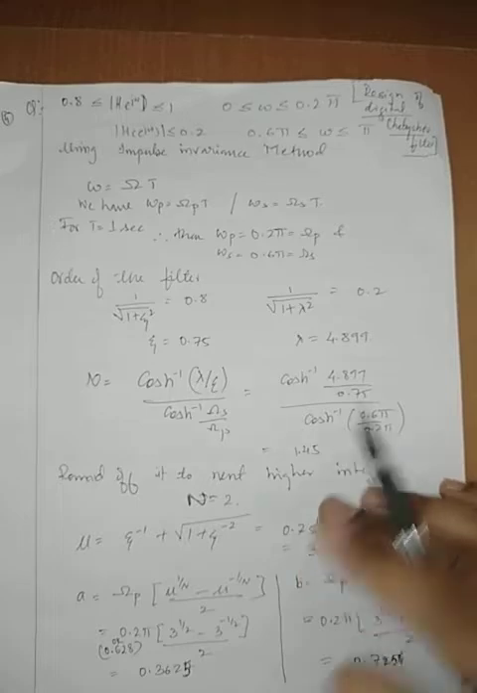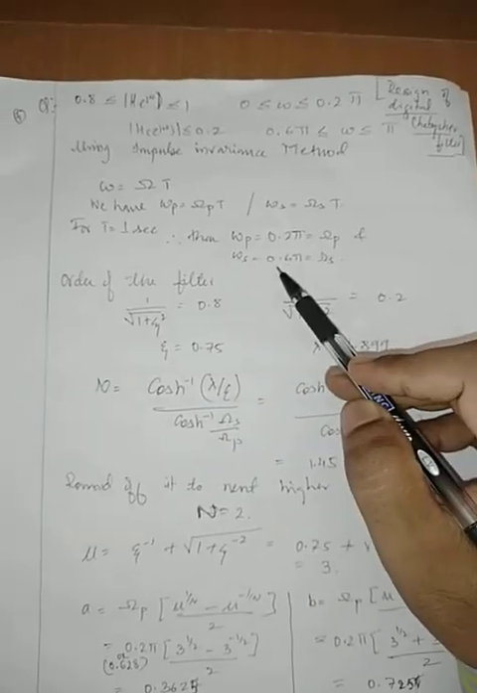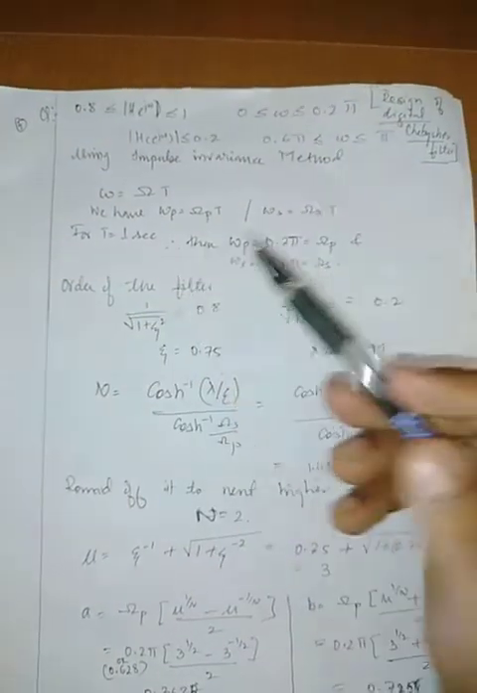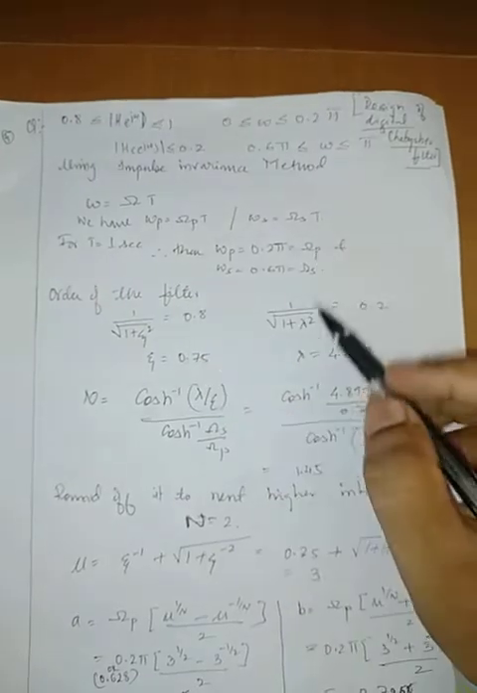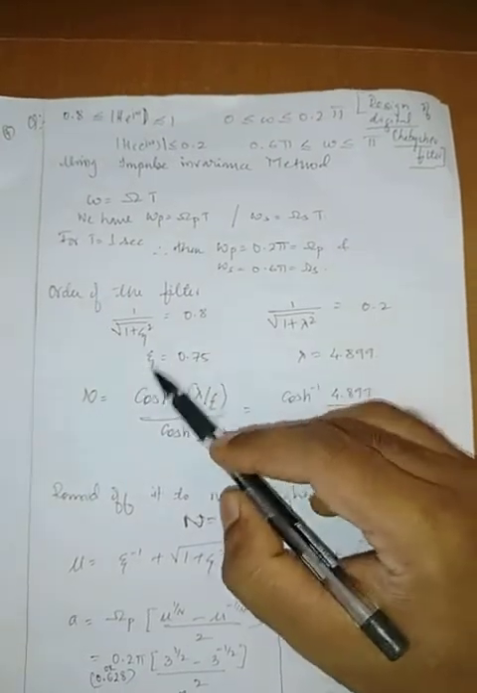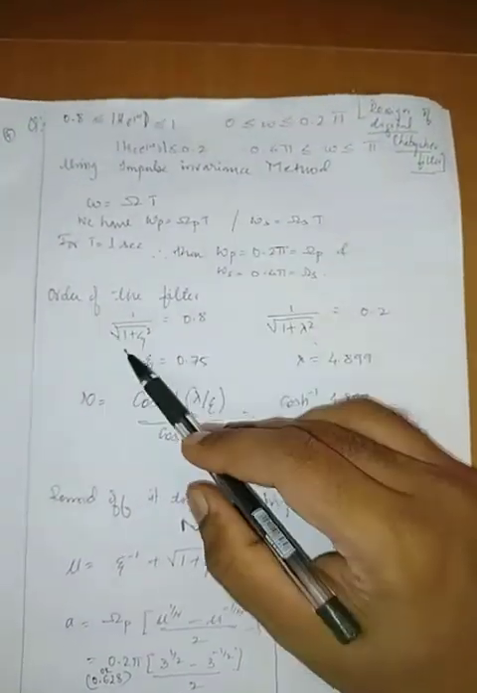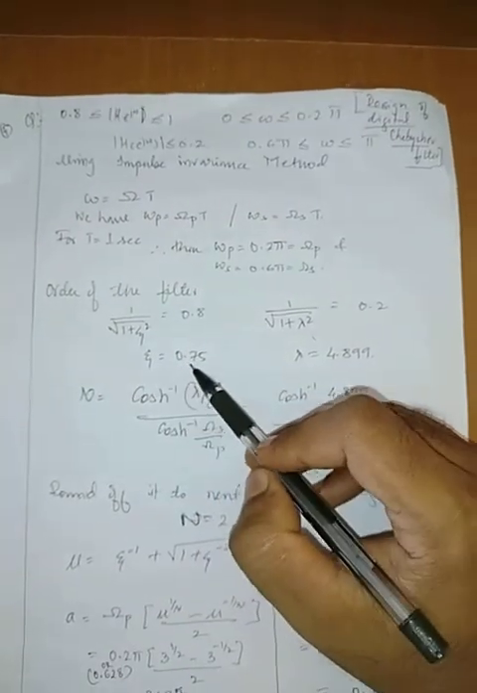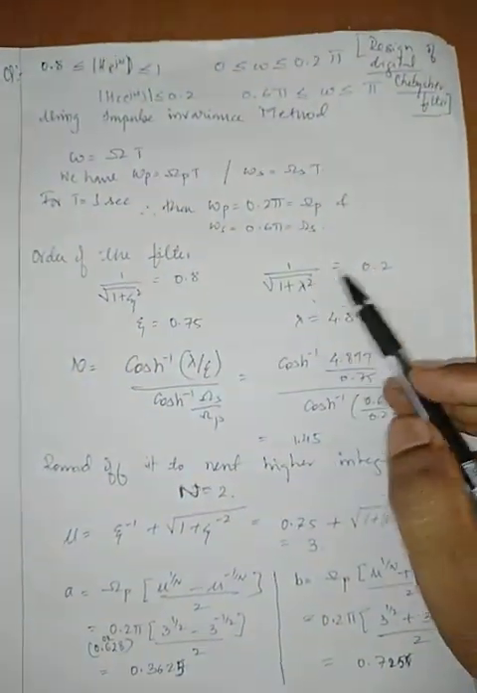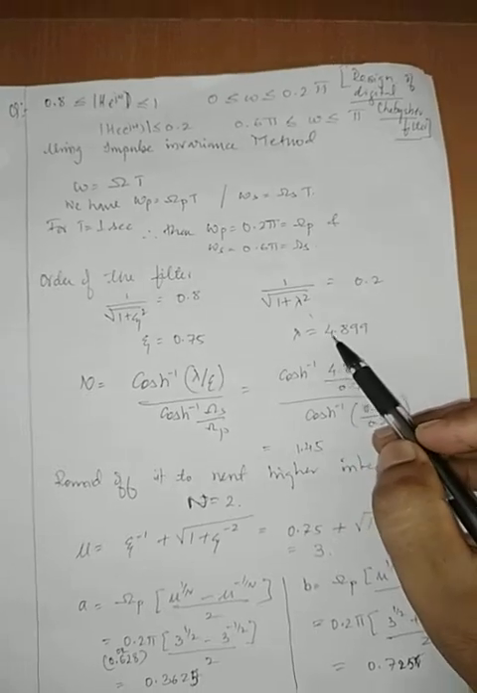So here omega p is 0.2 pi, omega s is 0.6 pi. We need to calculate the order of the filter. Before calculating the order of the filter, we need to calculate zeta and lambda. By cross multiplying, we get the value of zeta as 0.75, and by cross multiplying these two, we get the value of lambda as 4.899.